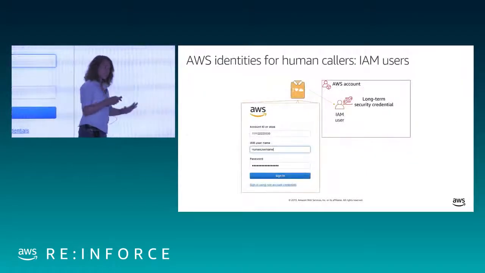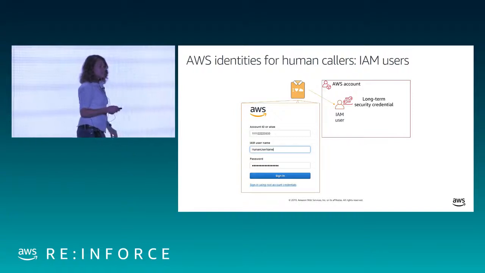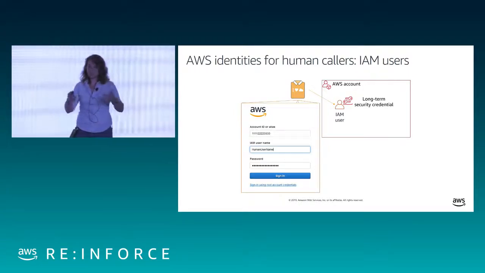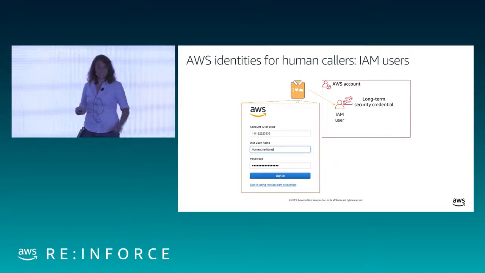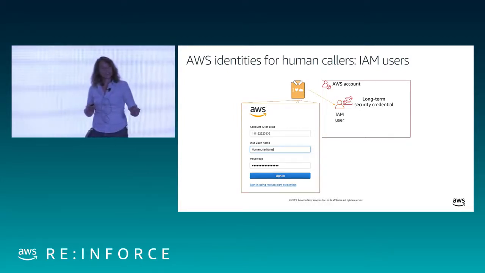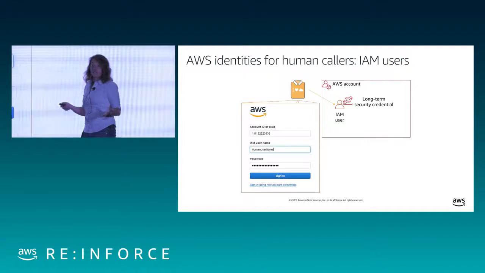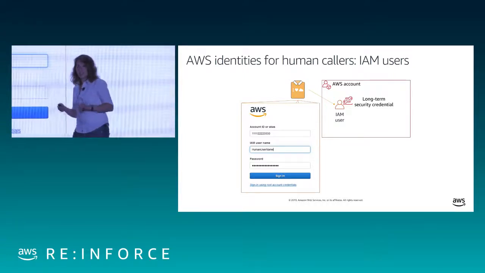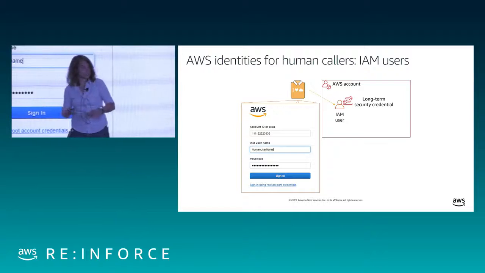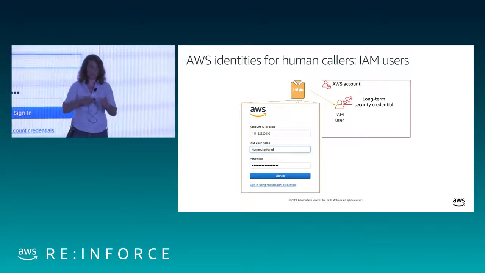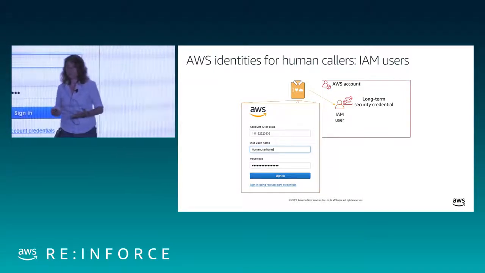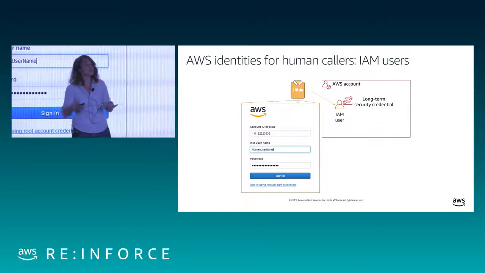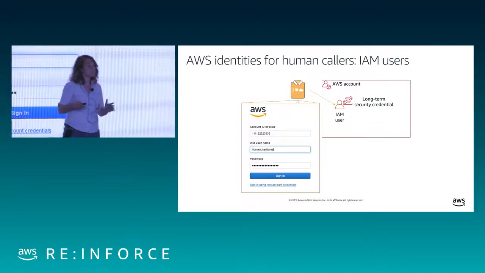Okay, so first of all, let's talk about the identity half of this. If you've ever logged into AWS using a username and a password, you did something like this, you are an IAM user. That is one kind of identity for humans that we have in AWS. These are long-term credentials. You also have long-term programmatic credentials that I'm sure many of you have interacted with. This is one possible identity for humans in AWS.